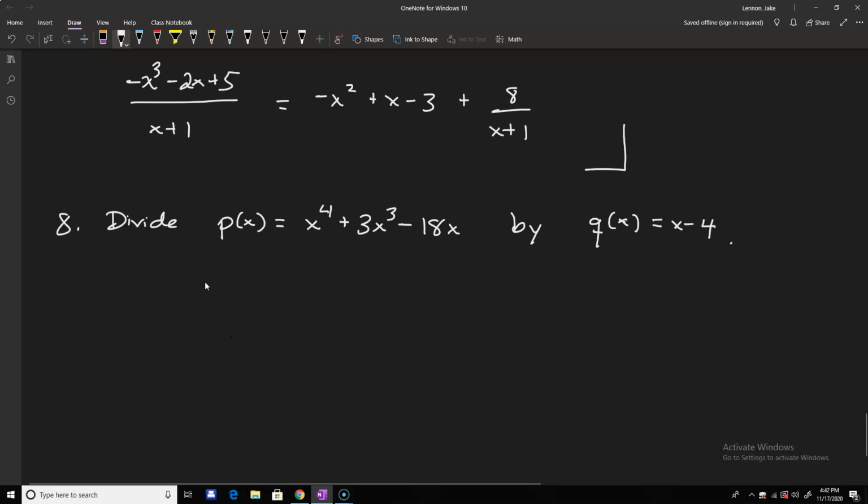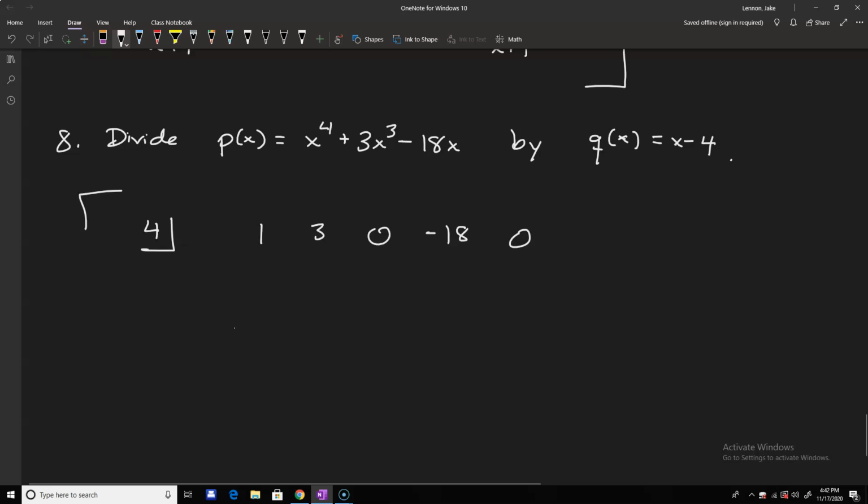So again, setup is similar. We have our 4 that we're going to put in the corner because 4 minus 4 is 0. And then we have a 1, a 3. There's no x squared term, so we get a 0, minus 18. And then we have another 0 for the constant term. There's no constant term either in p of x. Then we go through the synthetic division.